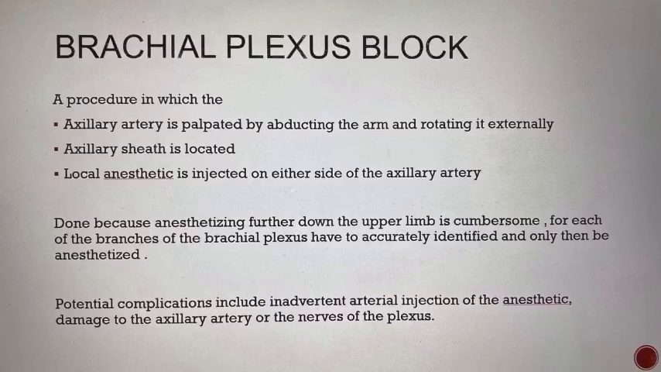As we have seen before, the lateral cord lies lateral to the axillary artery, the medial cord medial to the axillary artery, and the posterior cord posterior to the axillary artery. So, providing the anesthesia on the sides of the axillary artery will help create a block in the brachial plexus. The potential complications that could arise are inadvertent arterial injection of the anesthetic. That is, the anesthetic could be injected into the artery directly, or the needle could damage the axillary artery or the nerves of the plexus.